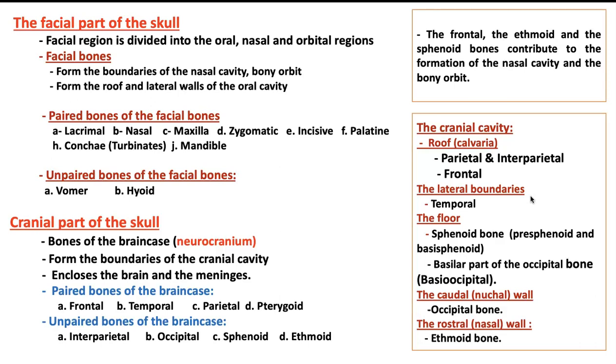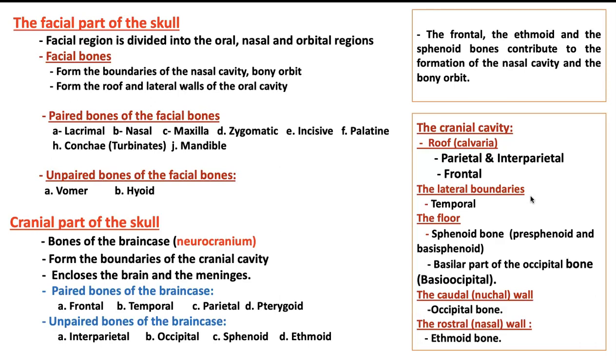The cranial part of the skull forms the brain case, the neurocranium, and also has paired and single bones. Paired bones are the frontal, temporal, parietal, and pterygoid bones, and unpaired bones are the interparietal, occipital, sphenoid, and ethmoid bones. The frontal, ethmoid, and sphenoid bones are important in forming the boundaries of the nasal cavity and the bony orbit.